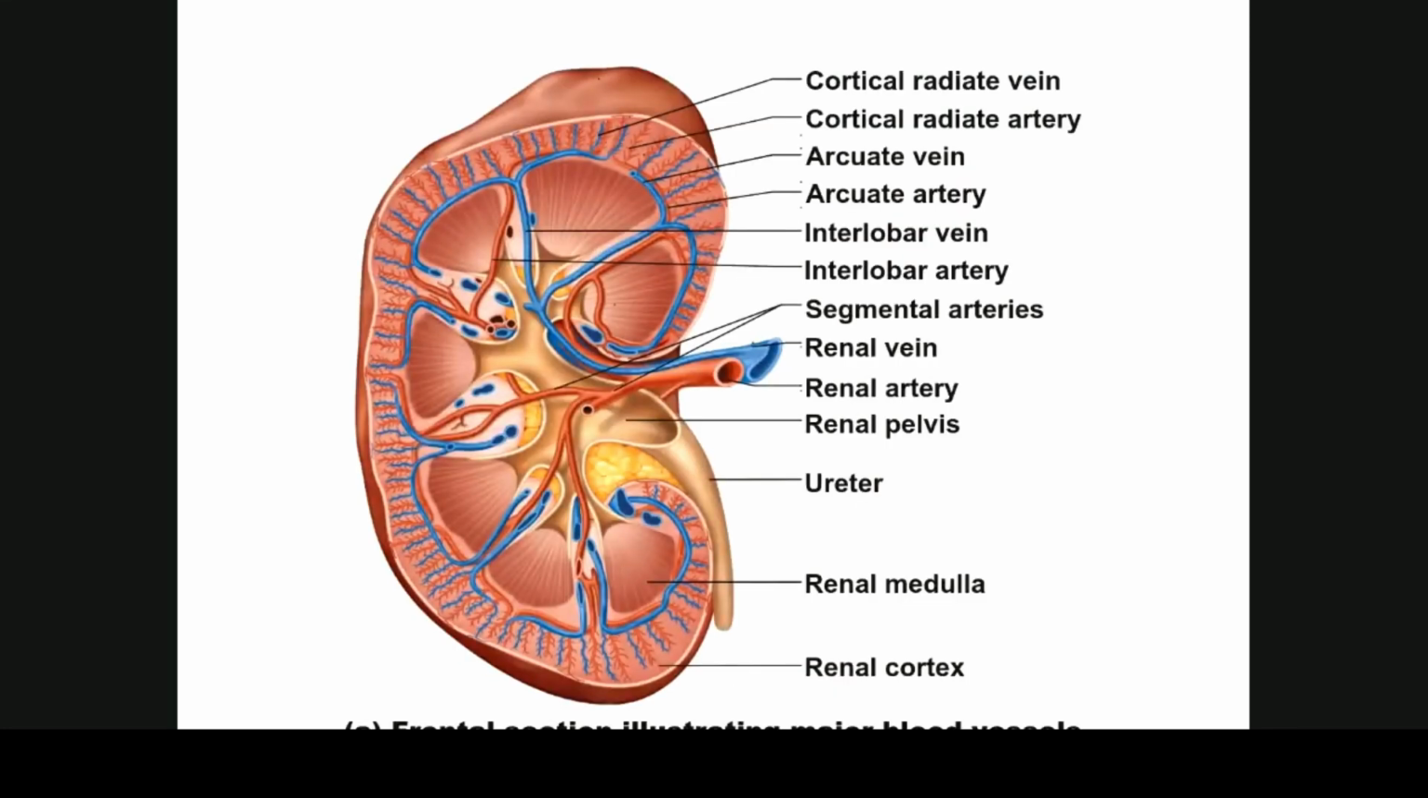Okay, the circulation. We start off with the aorta and then it goes into the renal artery, and it goes into the interlobar arteries here, the arcuate arteries, cortical radiate arteries, cortical radiate veins, interlobar, I left out interlobar artery here, sorry, interlobar veins, segmental arteries. Eventually we have our renal vein.